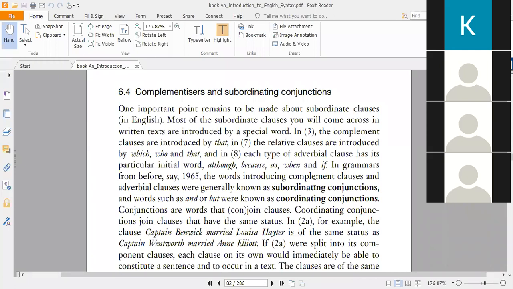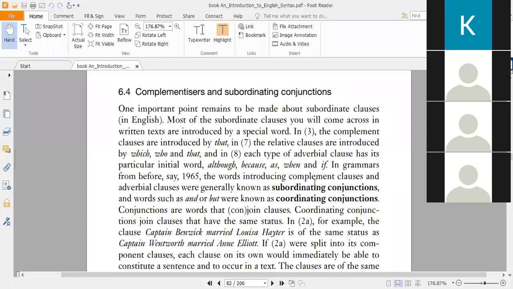Most of the subordinate clauses you will come across in written text are introduced by a special word. In 3, the complement clauses are introduced by that. In 7, the relative clauses are introduced by which, who, and that. And in 8, each type of adverbial clause has its particular initial word, like although, because, as, when, and if. Isn't it so? Whatever we have read, and now he is giving the explanation about them. Isn't it so? Yes, sir.